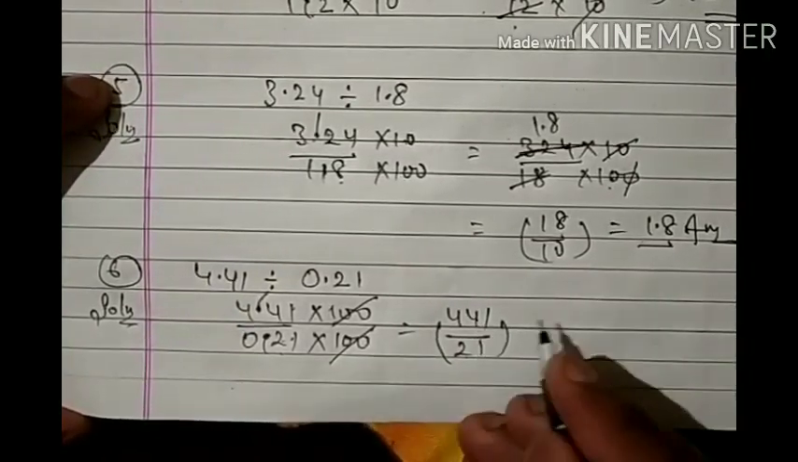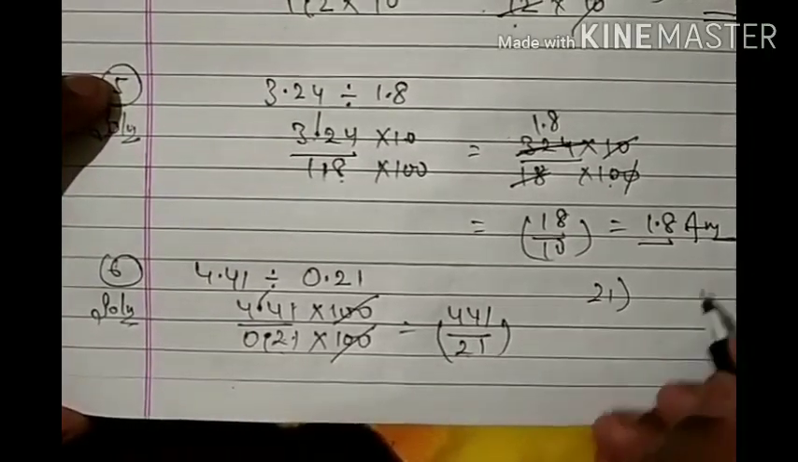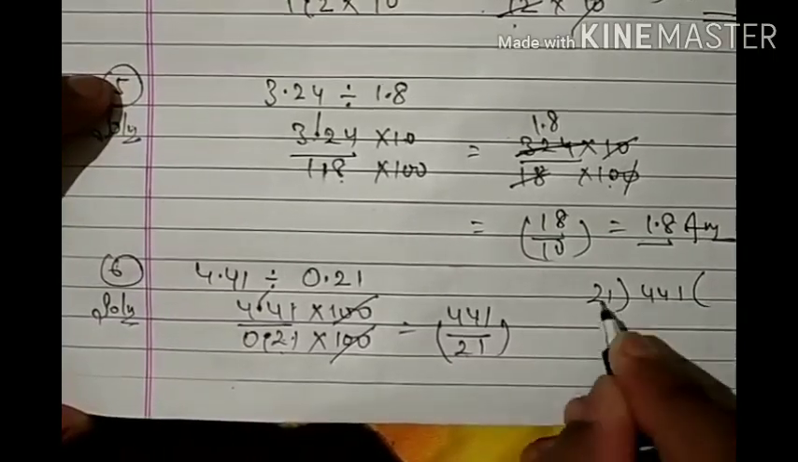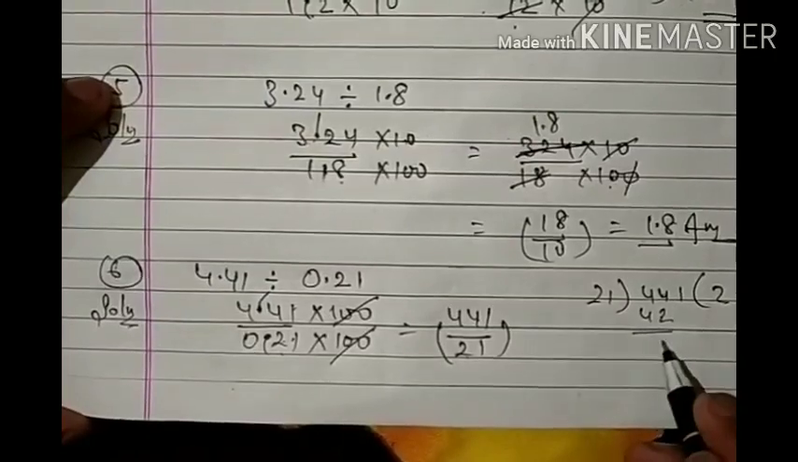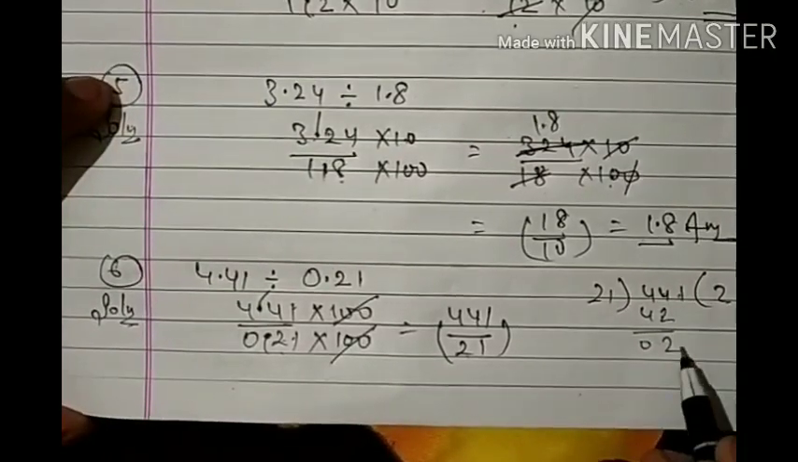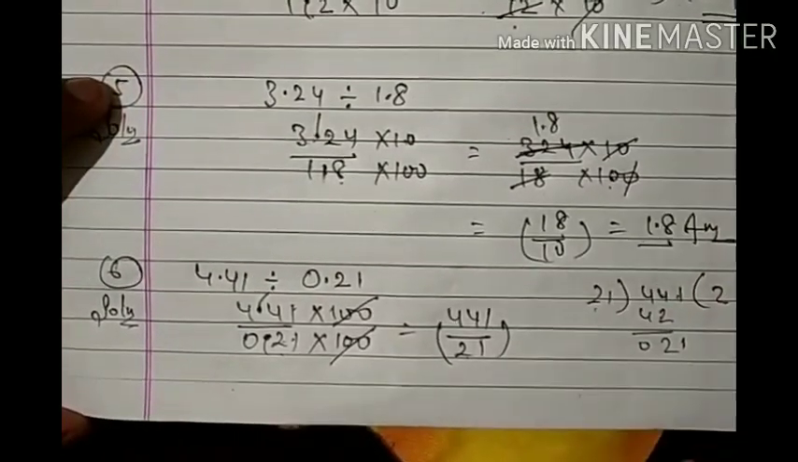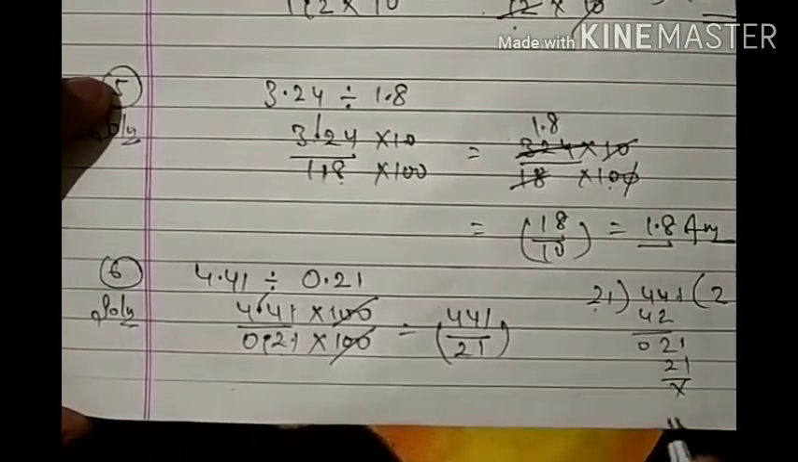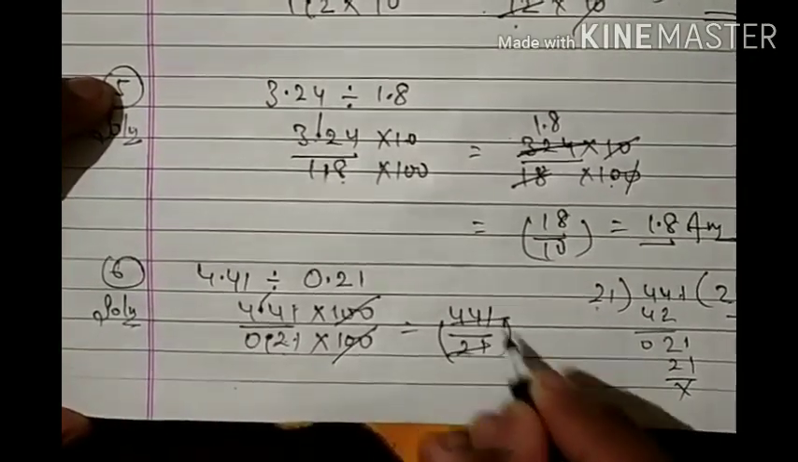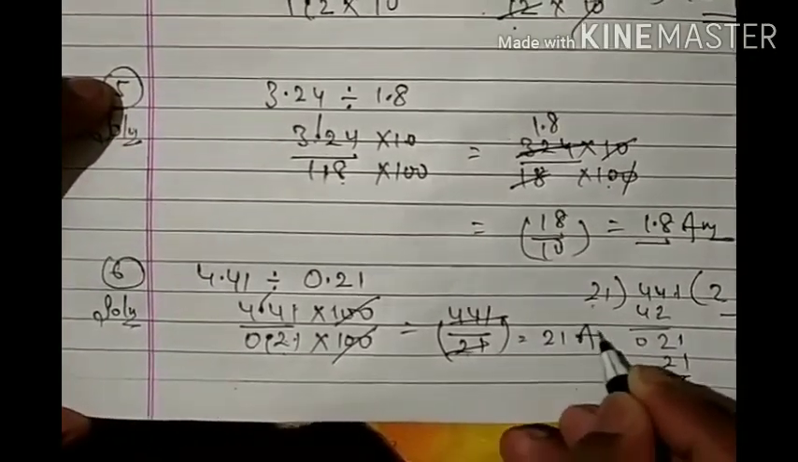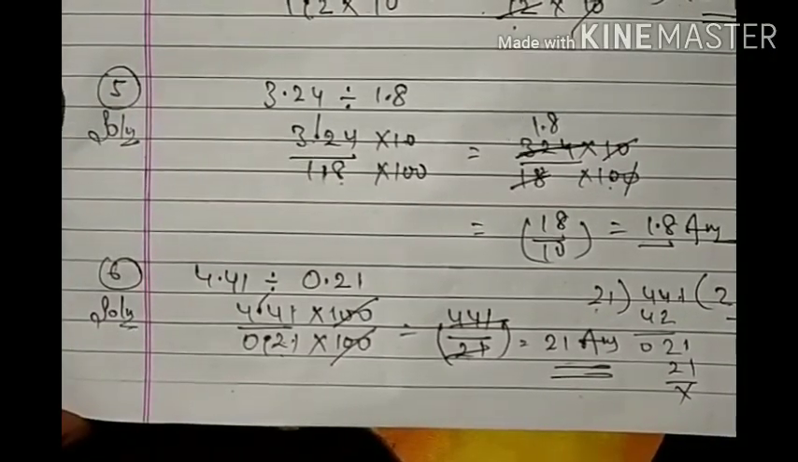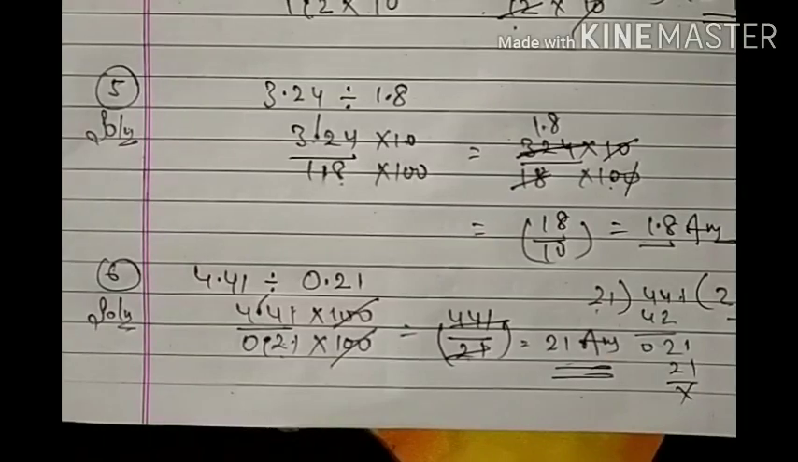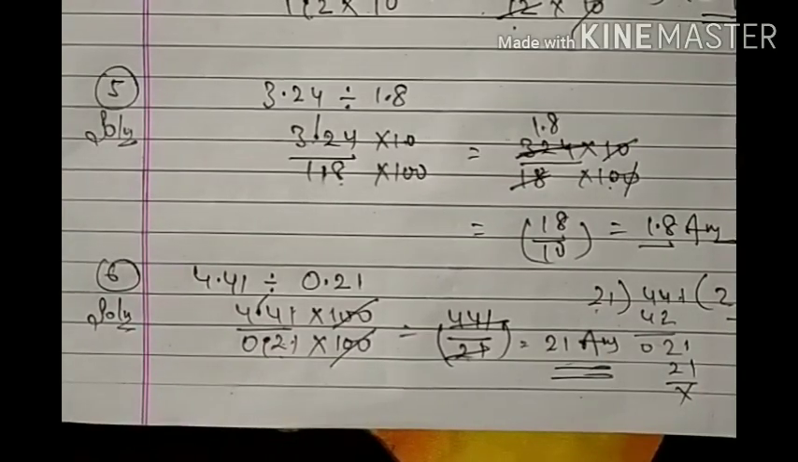21 will divide 441. Let's check. 21 2s are 42. 4 minus 2 is 2, 0. We will get 1 over here. 21 1s are 21. So what is our answer? 21. I hope it is clear to everyone. Let's take a few more examples as word problems.